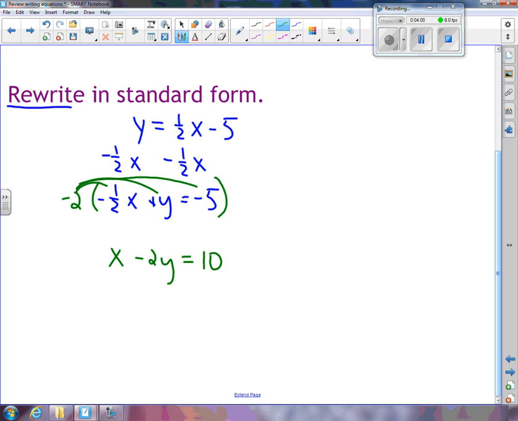Now I have achieved the three things that I wanted to get an equation in standard form. The first thing is that the x and the y are on the same side. The second thing is that all of the coefficients, a, b, and c, are integers. And the third thing is that the number in front of the x is positive. Here there's no number there, but it's assumed to be a 1.